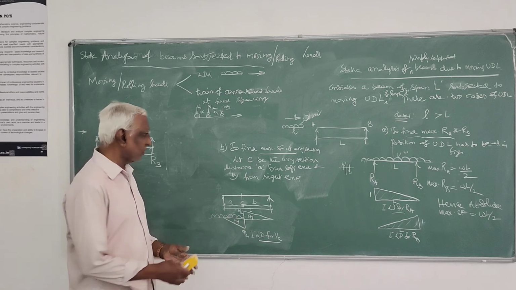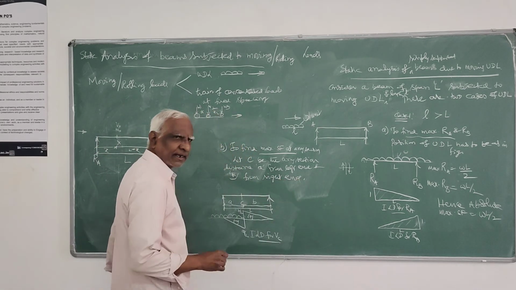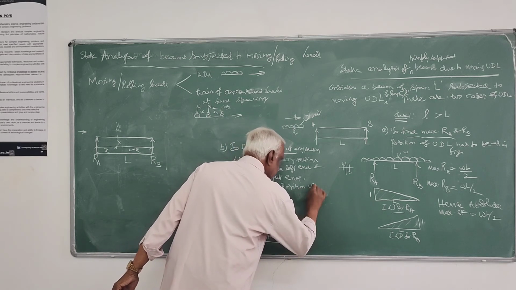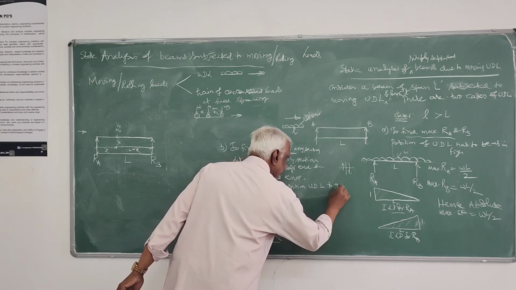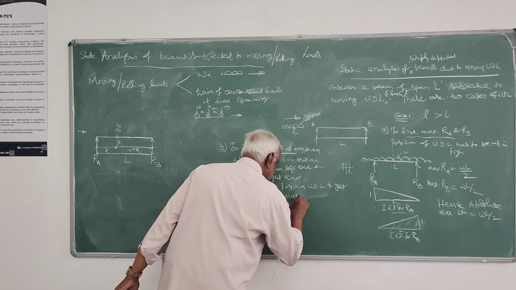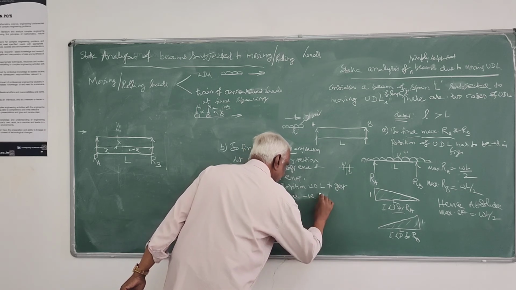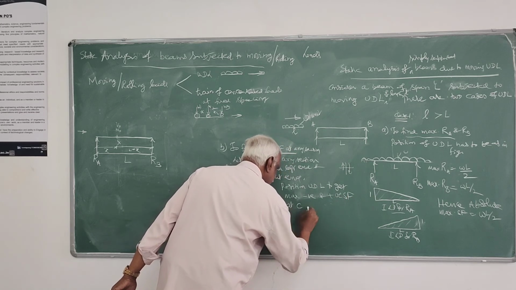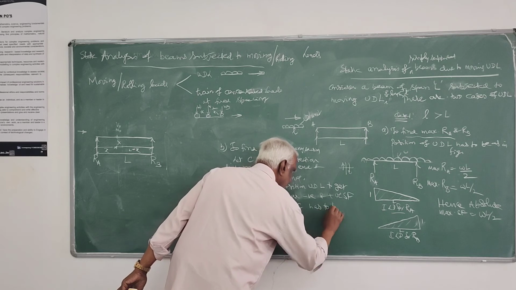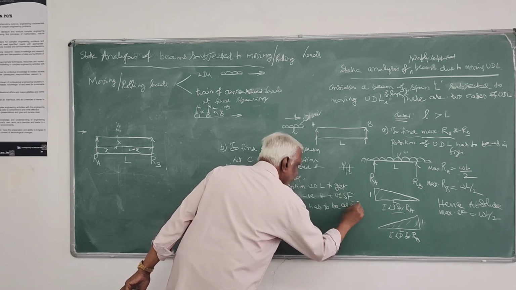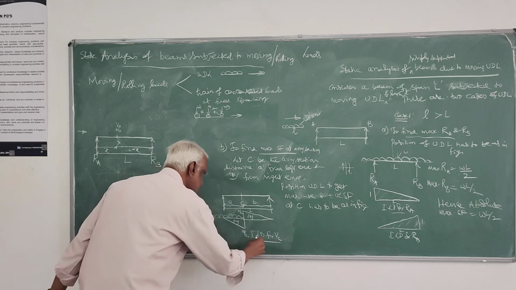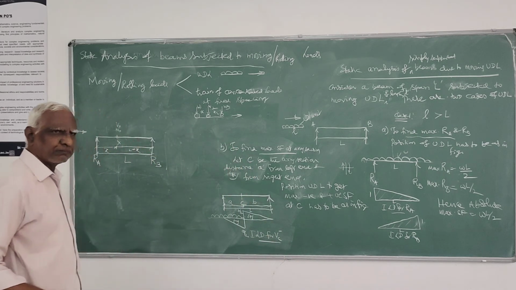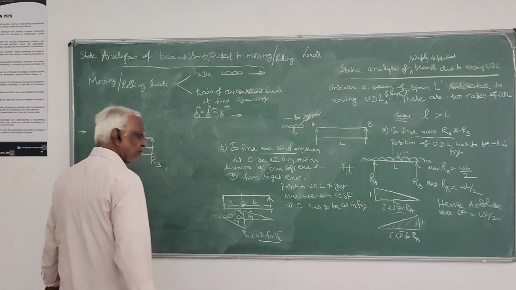So for this position, you can write it, with A from the left hand and B from the right hand. The position of the UDL to get maximum negative shear force at C has to be as in the figure. So this is the influence line diagram for negative shear. This is the position of load.